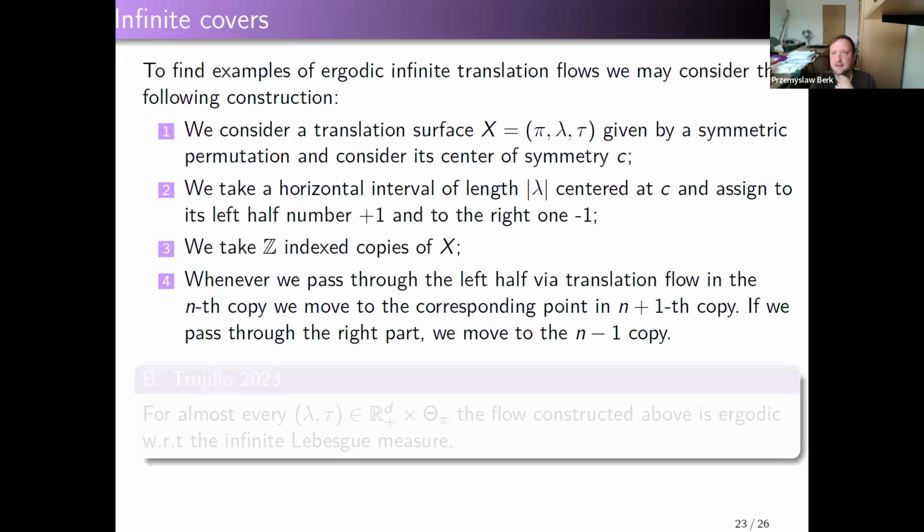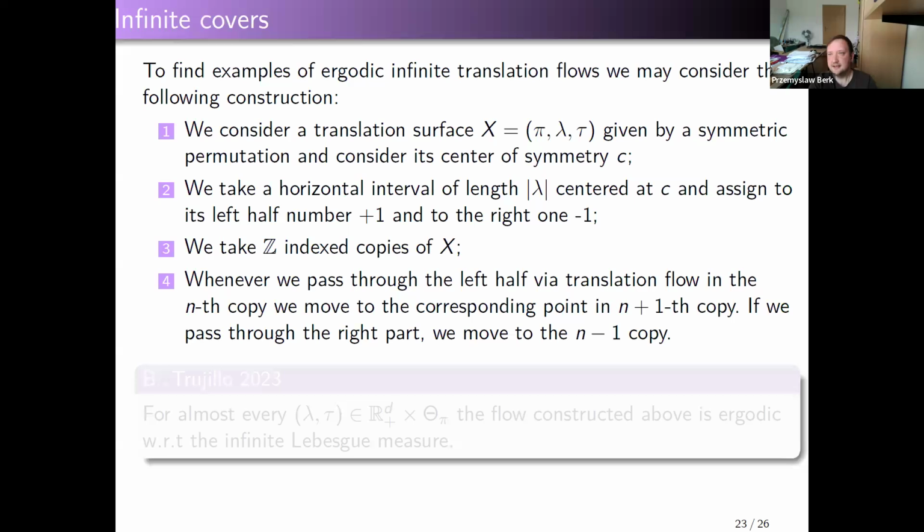Now take not the interval that starts from 0 like before, but consider the symmetric interval which is centered at this point. It still has the same length as the interval that you constructed before. Just denote its left half by +1 and its right half by -1.